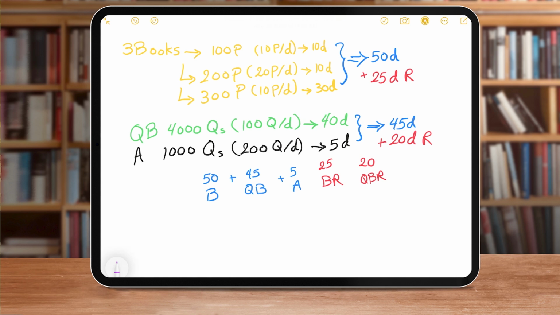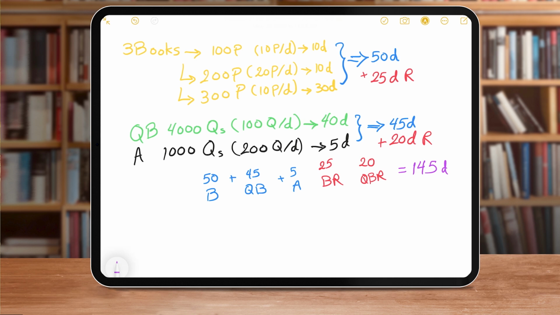So 50 plus 45 plus 5, that's 100, 125, 145 days for the overall preparation. That's including the first round of books, first round of question banks, assessment tools, and reviewing the books and the question banks. You might need another round of reviewing the books and question banks. That might be shorter, might be the same time.